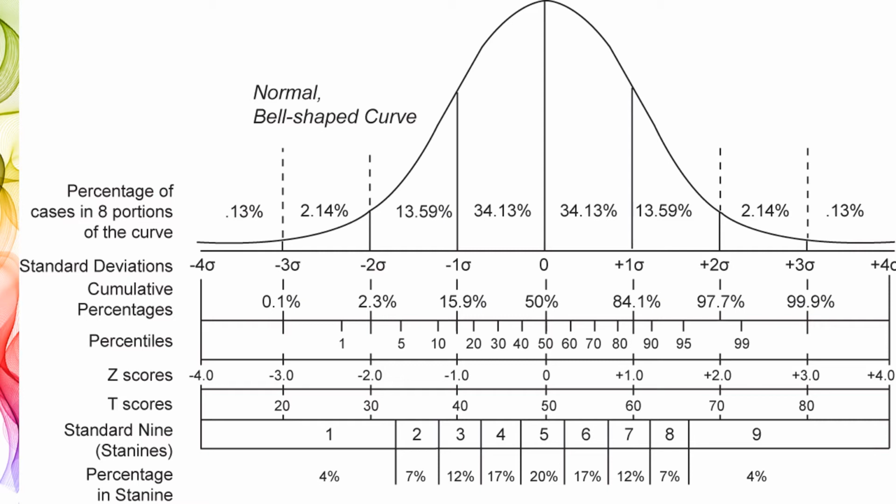In this image, you can also see what is called standard 9 or stanines. The stanines range from 1 to 9. Scores of 1 to 3 are low, 4 to 6 are average, and 7 to 9 are high.